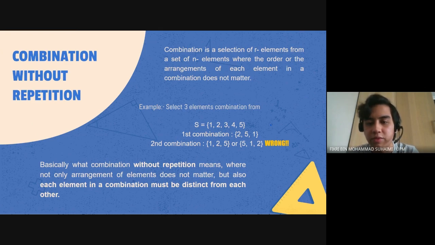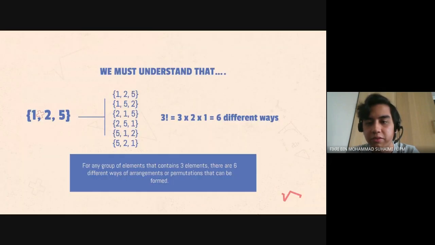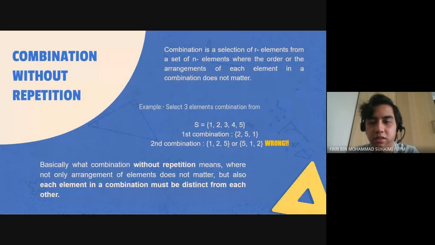But what does without repetition mean? It simply means that for every combination that can be formed, there must not be any repetition of any elements inside the combination. So if we go back to the example, one of the possible 3-element combinations that can be formed is 2, 5, 1. Notice how when we decided that the first element is 2, we did not reuse the same element 2 again for the second and the third positions. So this is basically what without repetition means.